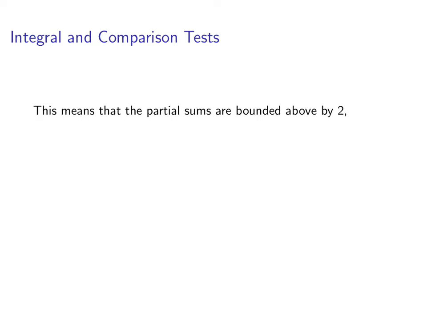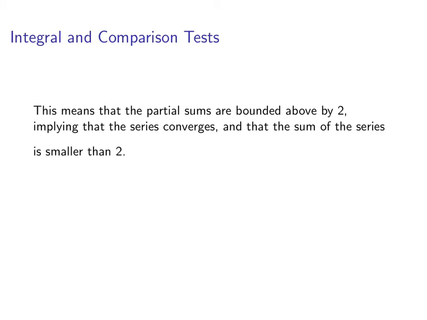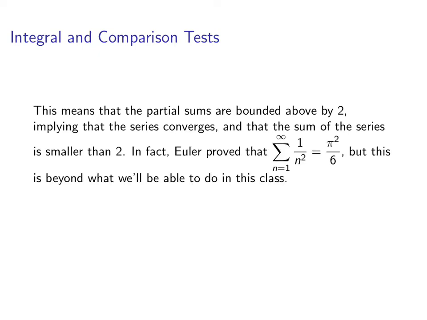So what this really means is that the partial sums are bounded above by 2, and that implies that the series converges. It also tells us that the sum of the series, whatever it is, is smaller than 2. It's not equal to 2, but it's definitely smaller than 2. Euler proved that the value of this series is actually pi squared over 6, and that's a little less than 2. It turns out this is a bit beyond what we're really going to be able to do in this class.